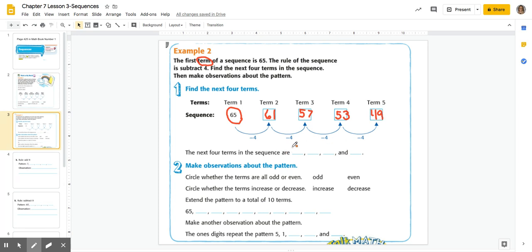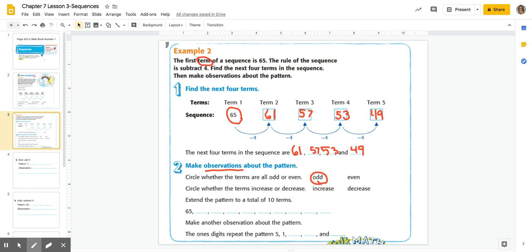So the next 4 numbers in our sequence are 61, 57, 53, and 49. That's step 1. Now we have to look at step 2. It says, make observations about the pattern. Remember, observations are things we can see. So we just have to look at these numbers, look at our terms, and see what we see about them. Circle whether the terms are odd or even. So what are all these numbers? Odd or even? They are all odd because they end in 1, 3, 5, 7, or 9.